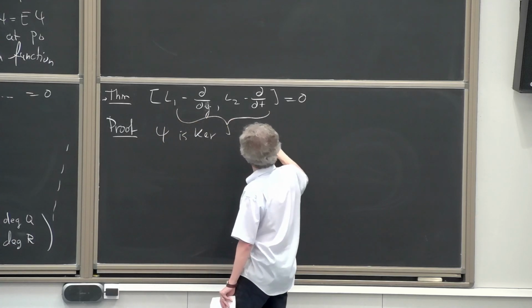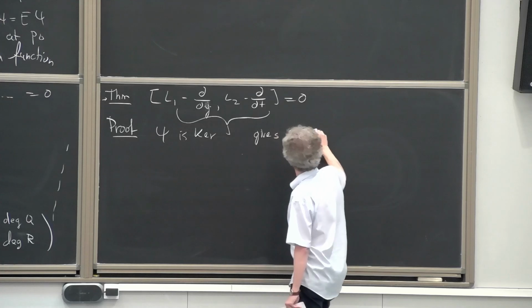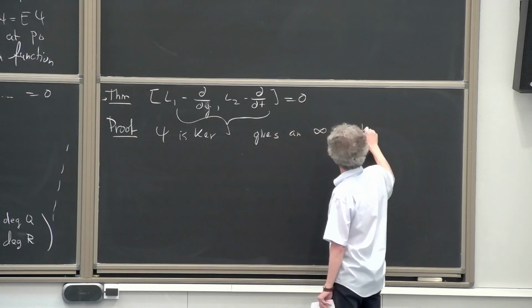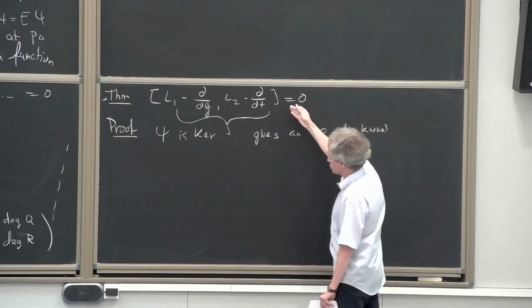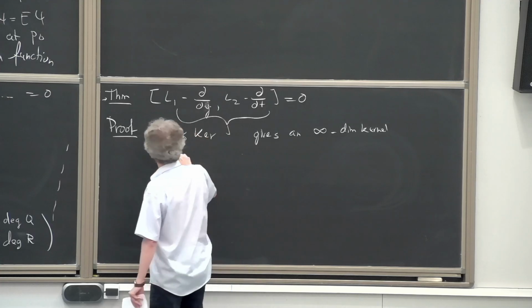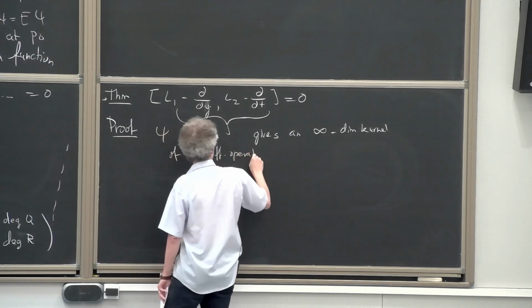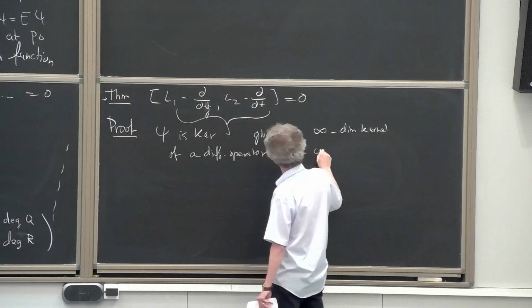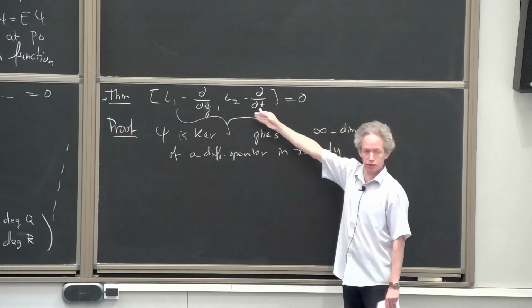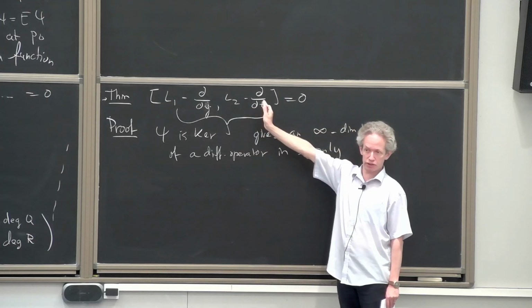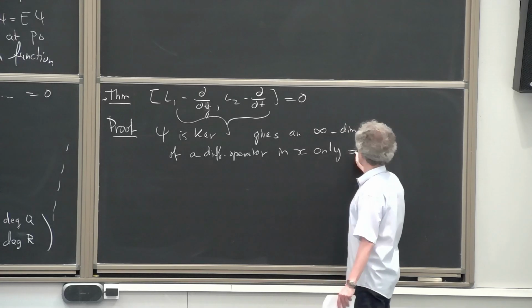So it gives an infinite dimensional kernel, and if you compute what this is, of a differential operator in x only, because this commutator will no longer be differentiating in y or t. Okay? So this means the commutator is 0.